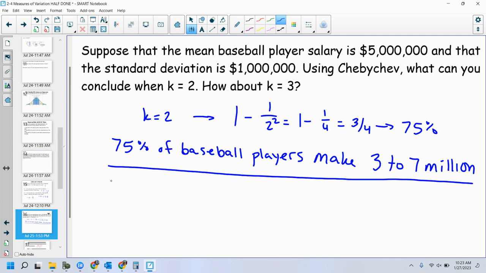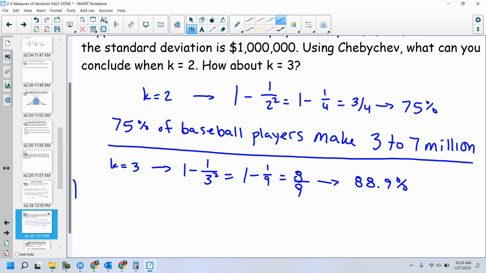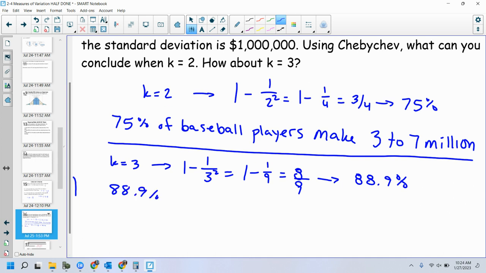So if k is equal to 3, well, that would turn into 1 minus 1 over 3 squared, so 1 minus 1/9, or 8/9, which is 88.9%. So we can say that 88.9% of baseball players make how much? 2 to 8.